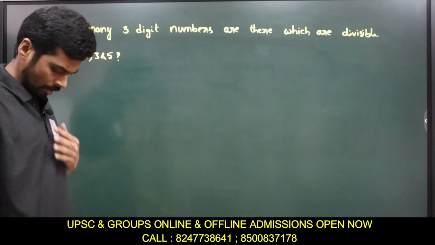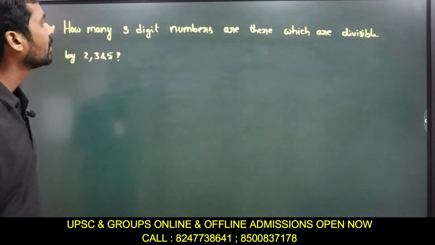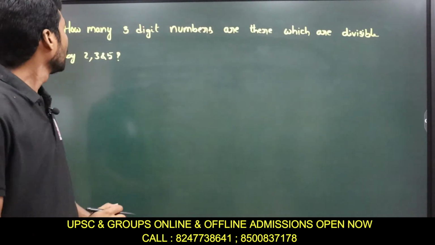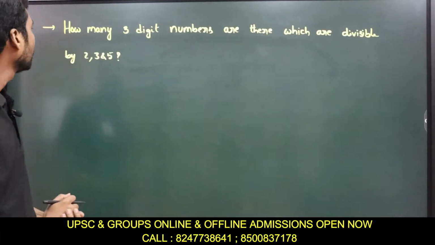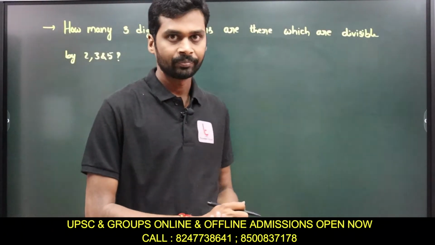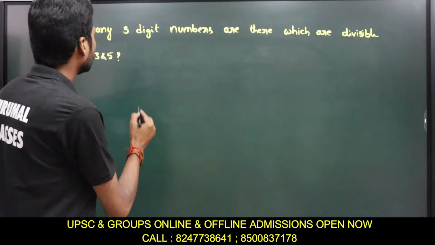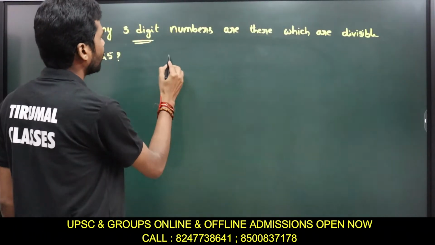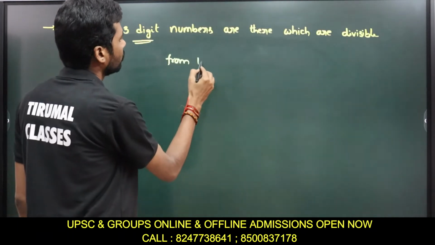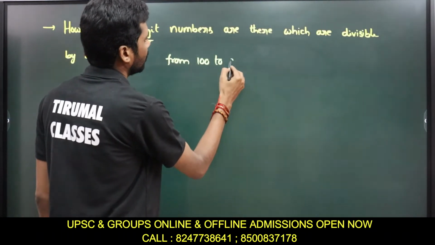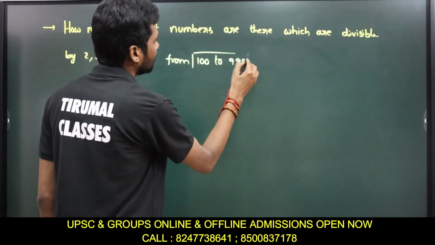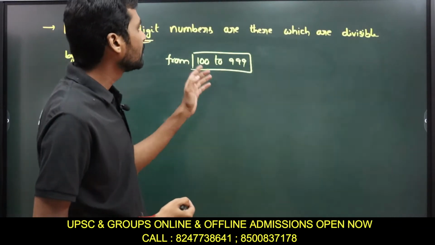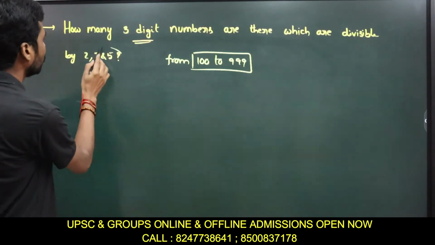Okay guys, our next problem is how many 3-digit numbers are there which are divisible by 2, 3 and 5. First of all, what do 3-digit numbers mean? 3-digit numbers means that the numbers are from 100 to 999, right? So how many of these 3-digit numbers are perfectly divisible by 2, 3 and 5?